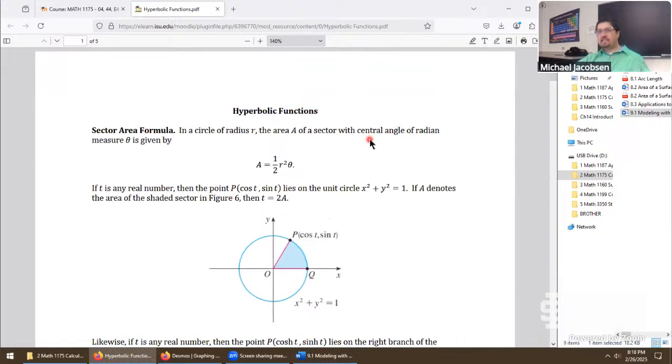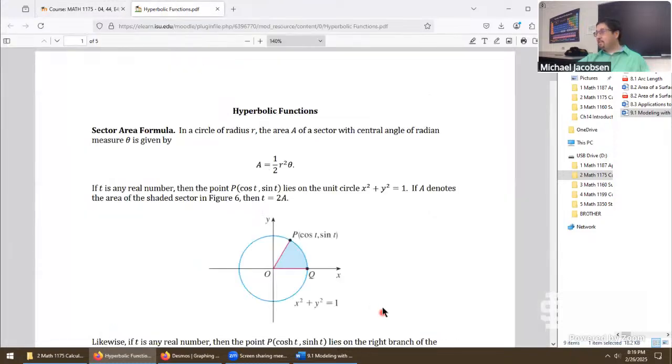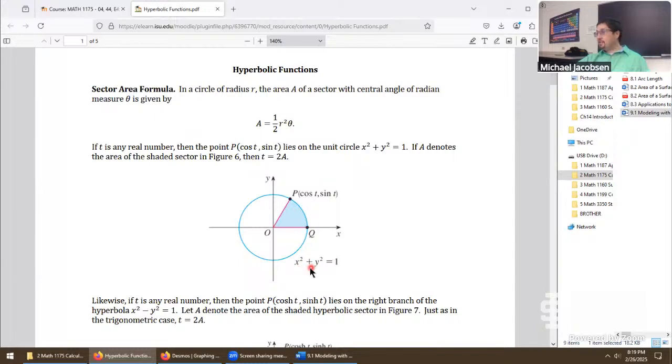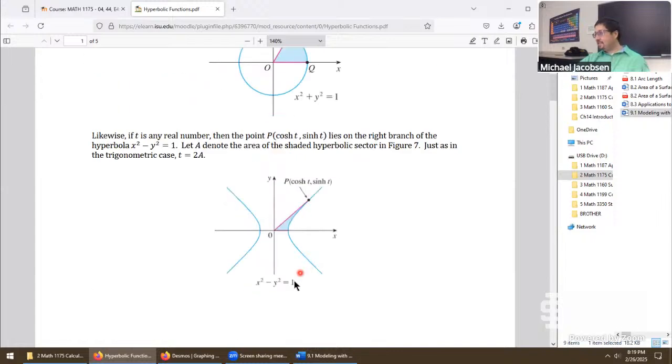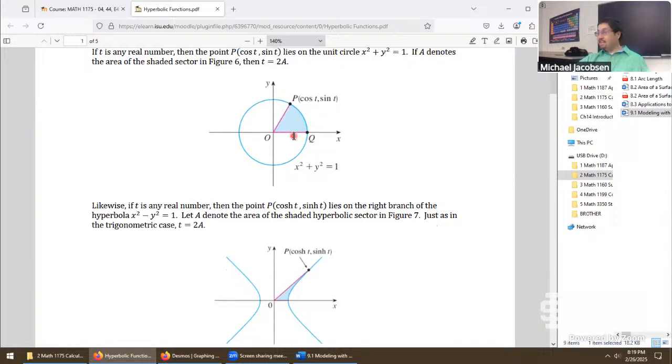For hyperbolic functions, this document right here is just a quick overview of different concepts. I think it's cool to know that if you're doing trigonometric functions, your geometry is on the unit circle, x squared plus y squared equals 1. If you change that just a little bit, put in a negative sign, your equation is now a hyperbola, and, well, this implies a new identity. There's an area argument as well. For trigonometric functions, if a denotes the area of the sector, then t equals 2a. So you can tie this together with areas.